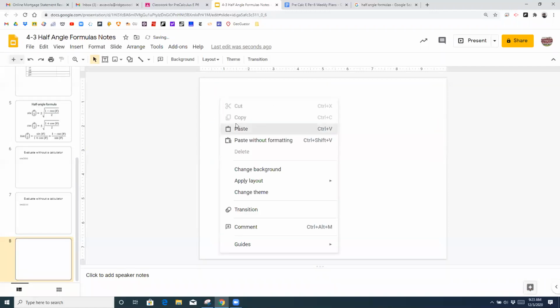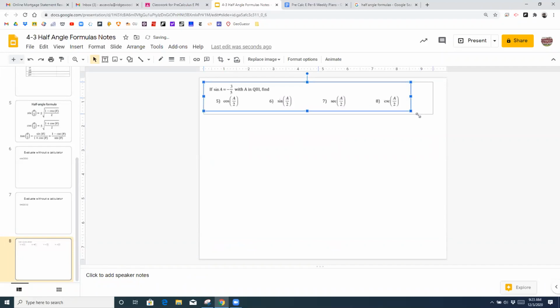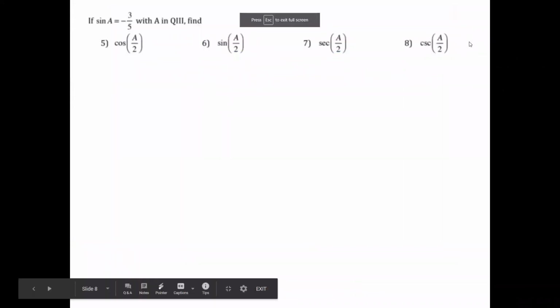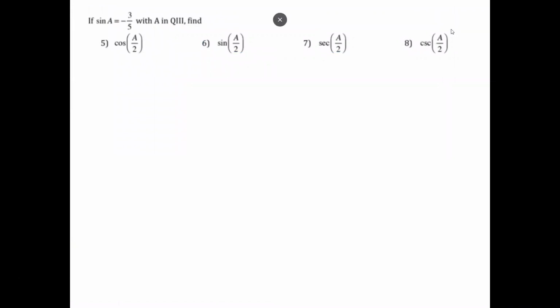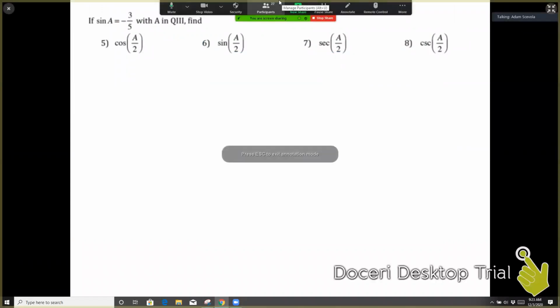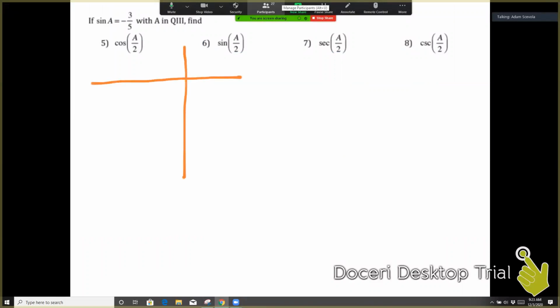So the same idea here, same formula, just we don't know what A is, so we have to draw a picture. If it gives us the sine of A or the cosine of A, and doesn't specifically tell us what the angle is, but gives us enough information to draw a picture, we'll draw a picture and then we can use that information. So the sine of A, where A is in quadrant 3, is going to look like this. And that's the reference angle.